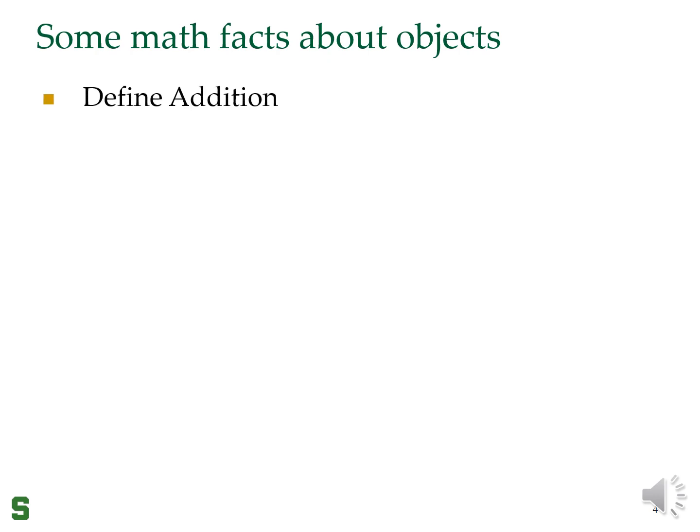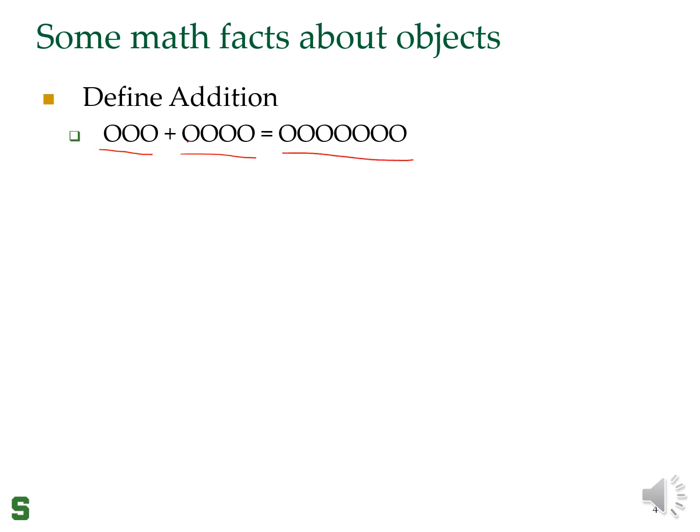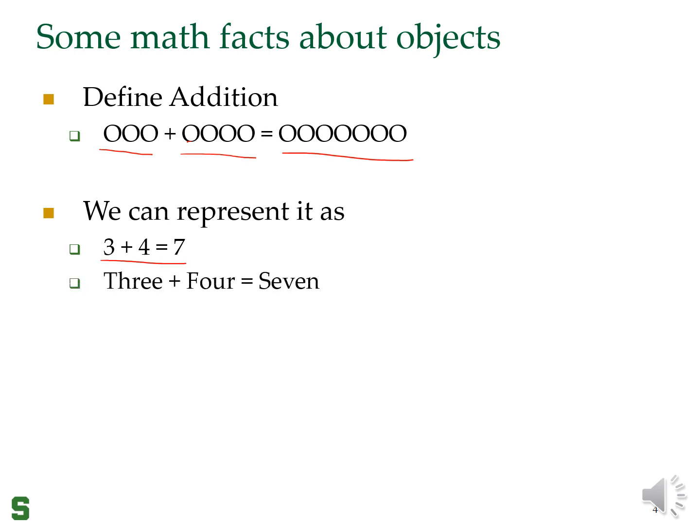Let's take it a little bit further. Let's try to define addition. This is the addition fact, which is this object plus this object is equal to this object. Now there are different ways we write this. We can represent it like this. We could represent it like this. We could represent it something like this.